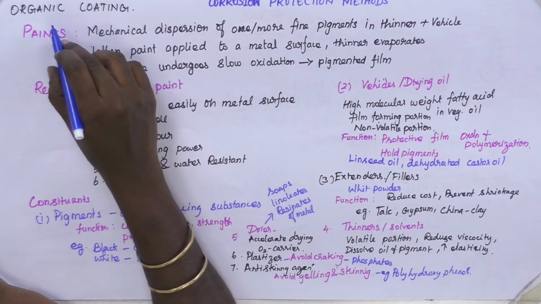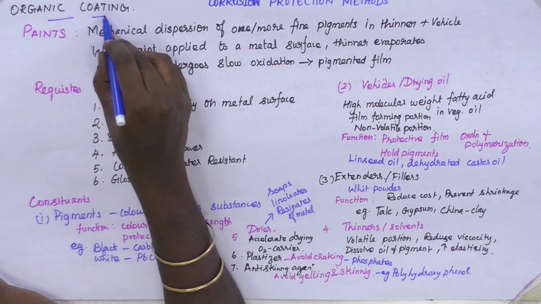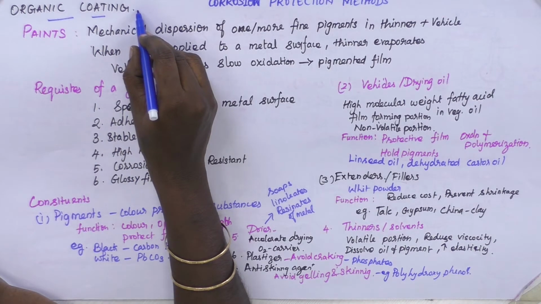Welcome to the section. In continuation to the corrosion protection methods, paint is also considered one of the protection methods. Painting the metal surface is one method to avoid corrosion of the metal surface. So what is paint? What are all the constituents of paint? That is what we are going to discuss now. Organic coating is one of the ways we can avoid corrosion.